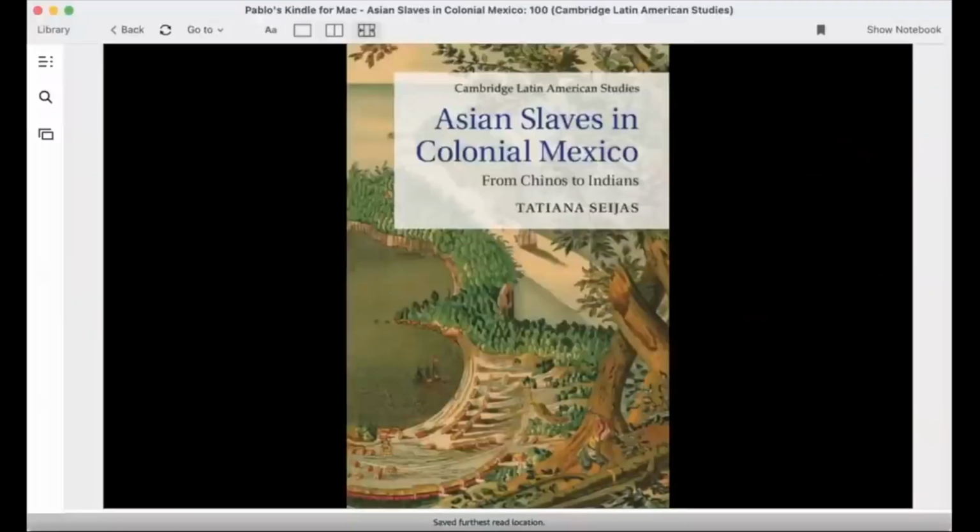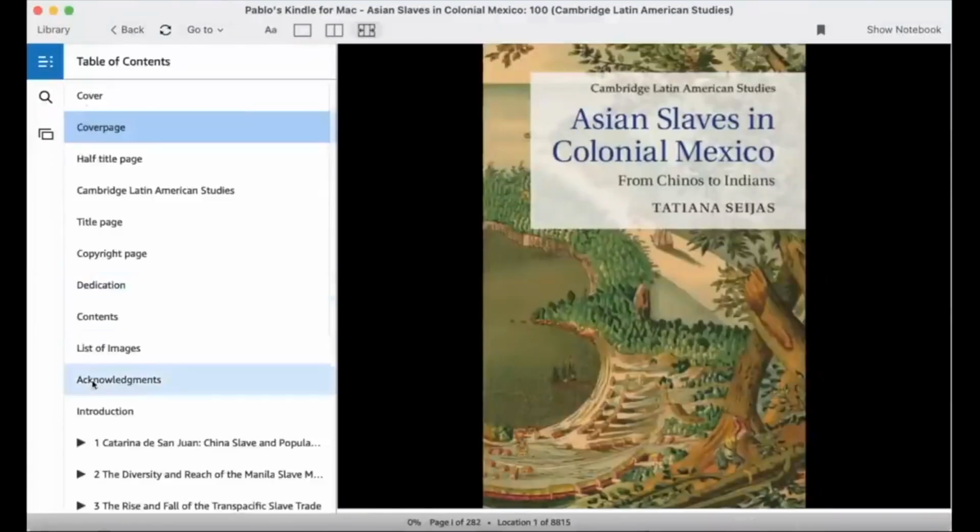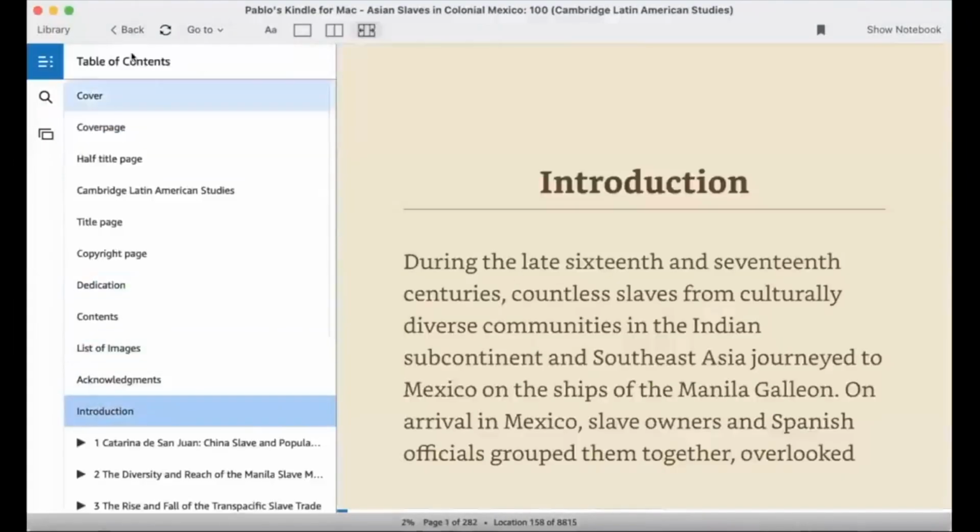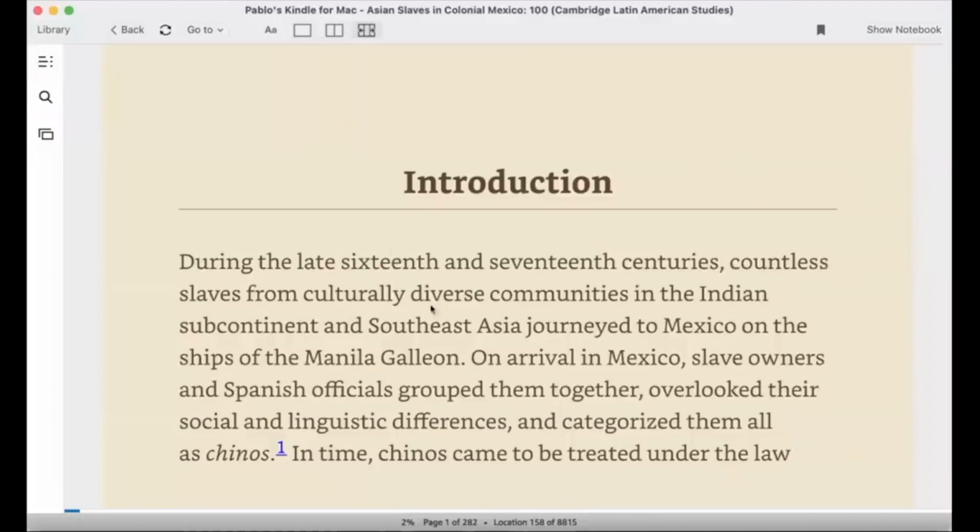All right, if you just got here, a lot of people have been requesting me to read this book for all these years, right? Curimeo, please read this. Asian Slaves in Colonial Mexico. They turned Chinese people into Indians. They were labeling Chinese. Well, that was not so accurate. They just termed these people Chinos. All right, let's go back to the introduction again real quick. And I just want to read again.